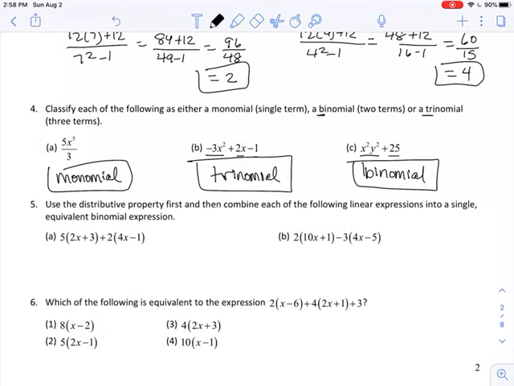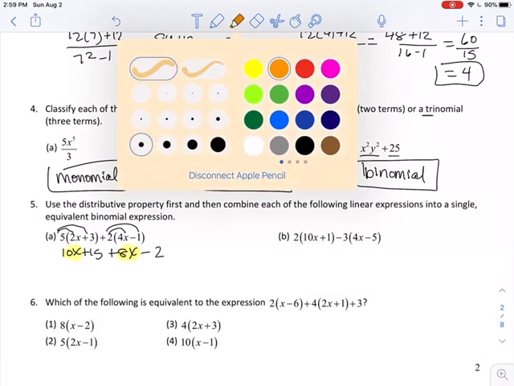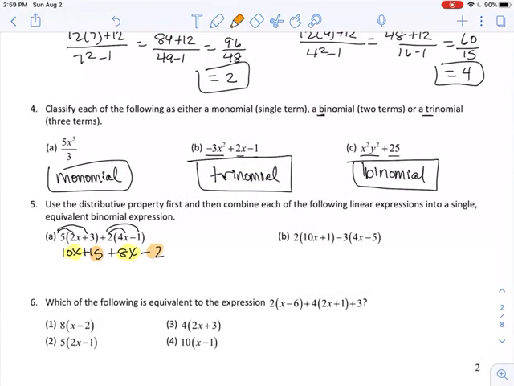For 5, I'm going to use the distributive property, and then I will combine any like terms. So 5 times 2x is 10x. 5 times 3 is 15. 2 times 4x is 8x. 2 times negative 1 is negative 2. And then I'll combine those like terms together. I'll highlight them just so you can see them quickly. And then 10x plus 8x is 18x, and 15 minus 2 is 13.